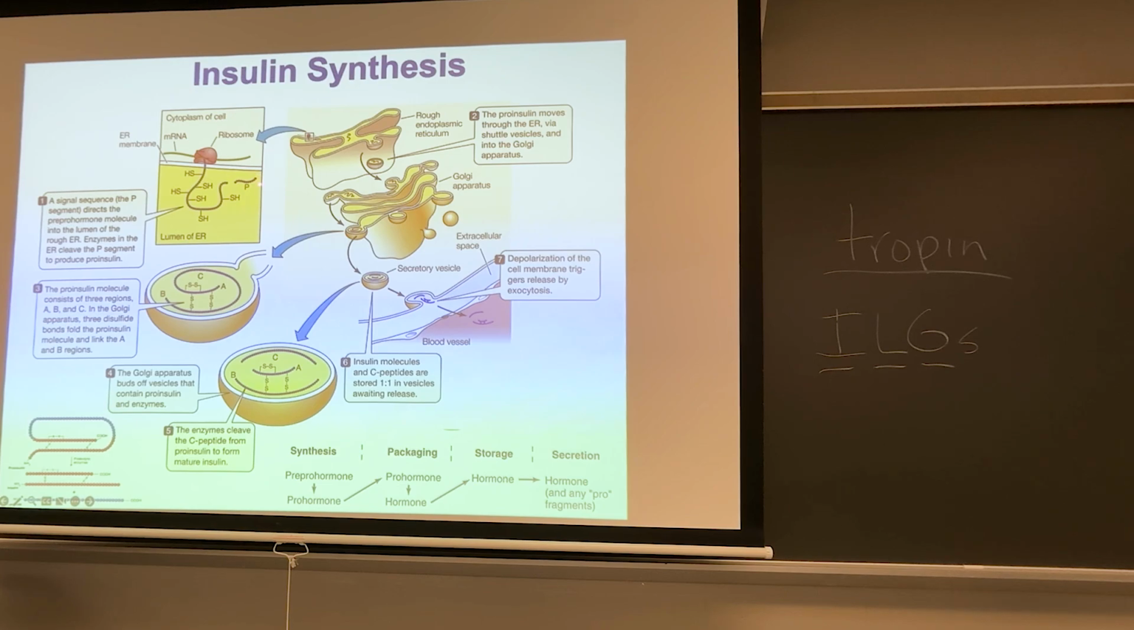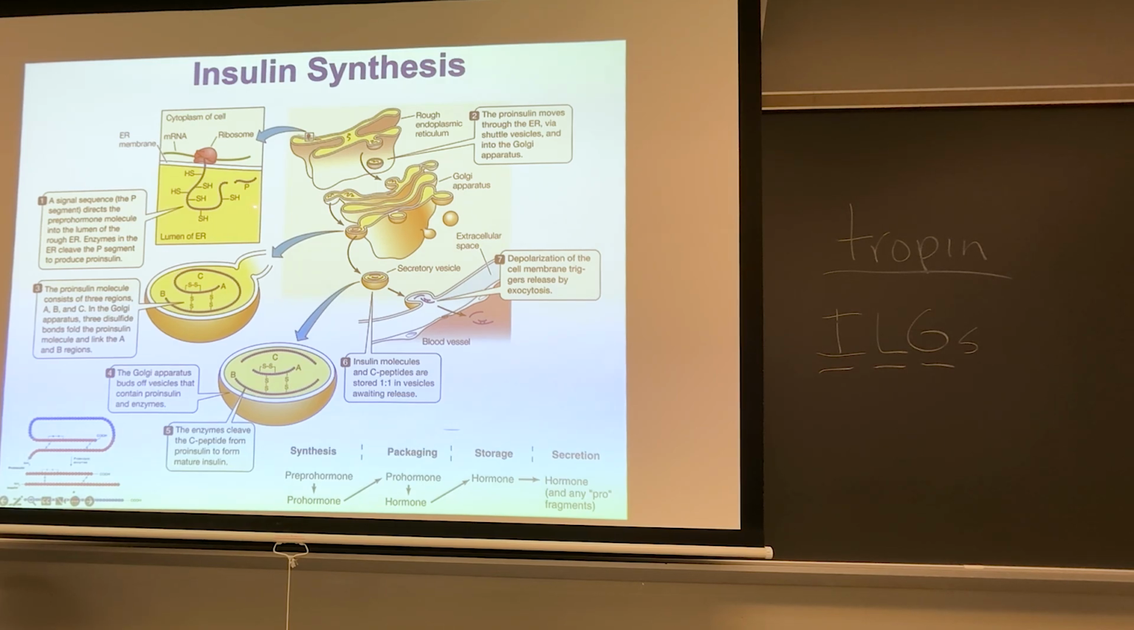And that signal sequence tells the cell to attach the ribosome to a shuttle protein that will carry it to the rough ER. And so those first like 10 amino acids that are translated in the free ribosome out in the cytoplasm are the signal sequence that the shuttle protein recognizes. It grabs onto that ribosome and then shuttles it to the rough ER.